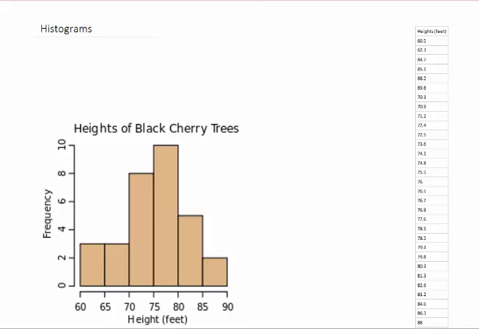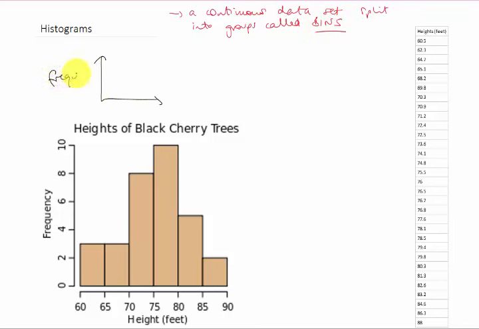And the final type of figure that I'm going to be talking about is the histogram. So here what we're dealing with is a continuous data set. Here we're revisiting the cherry trees, and it's split into groups that we call bins. I'll talk about that in a second. So what we're plotting is the frequency.